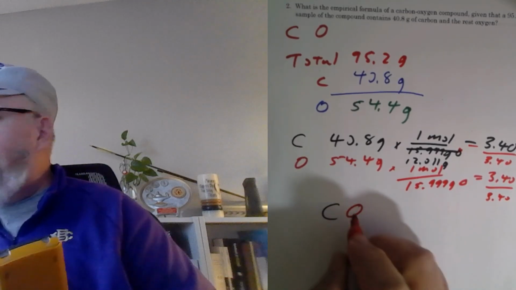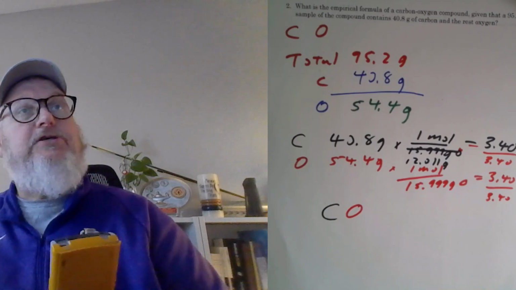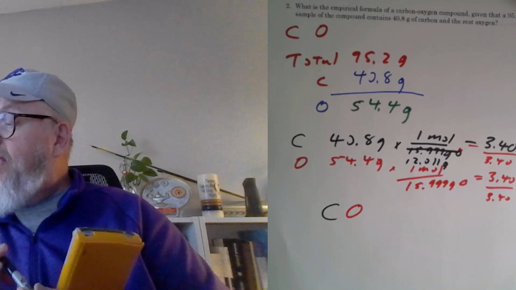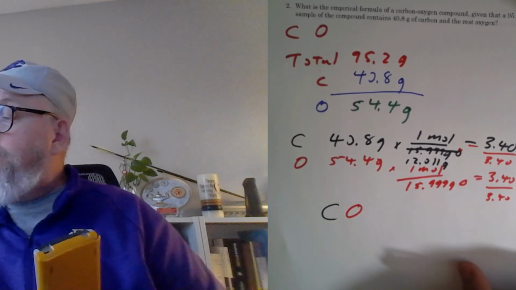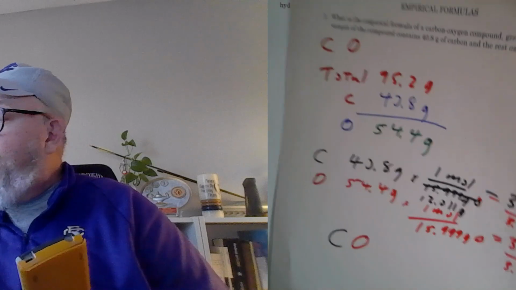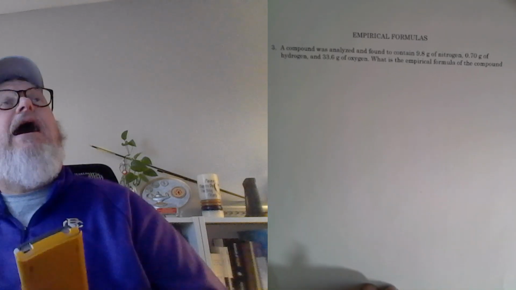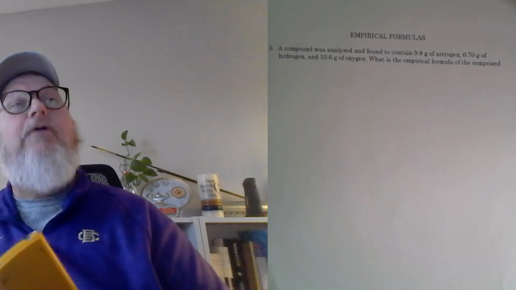So that tells me that my empirical formula for this compound is CO, or carbon monoxide. Okay, so that problem is done. That's pretty simple. Okay, it didn't have a 2-to-1 ratio of carbon to oxygen or anything like that. Let's look at this one. Maybe we'll get lucky here. I doubt it.